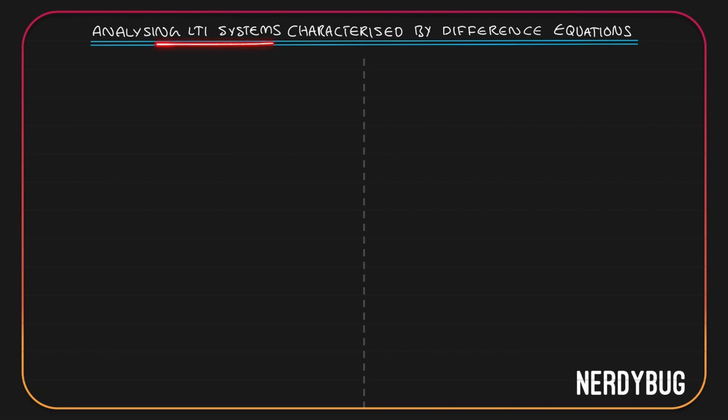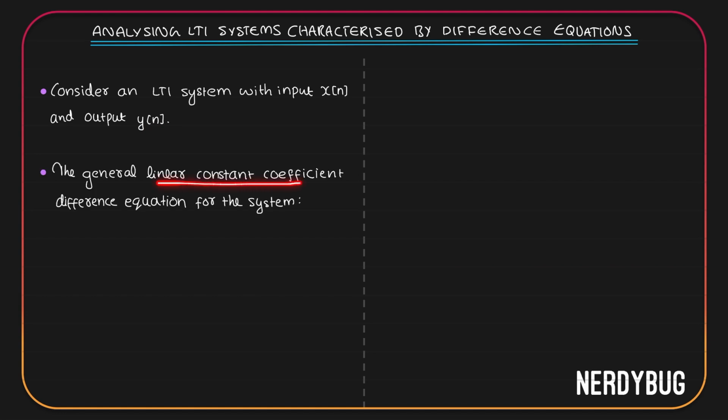Let us now move on to analyzing LTI systems that are characterized by difference equations using Z transform. We will start by taking an LTI system with input x of n and output y of n. Let's write the general linear constant coefficient difference equation for the system. The general expression is summation from k equals 0 to n a k y of n minus k is equal to summation from k equals 0 to m b k x of n minus k. We have used this in discrete time Fourier transform also.